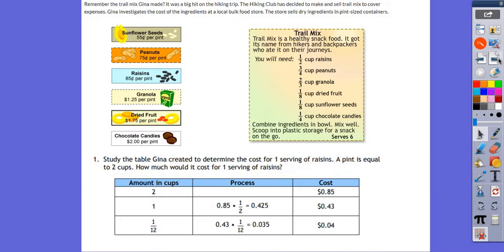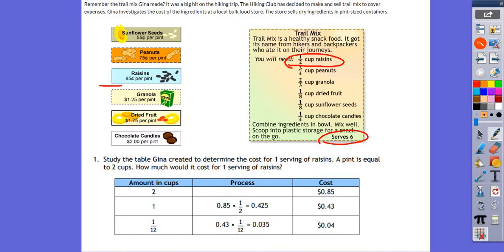In my recipe, what is my serving size? 6. You are paying attention. The serving size is 6. I'm looking at raisins. So, 1/2 cup serves 6 people. She wants to see how much serves just 1 person, and she wants to see how much that would cost to serve that 1 person, the raisins.